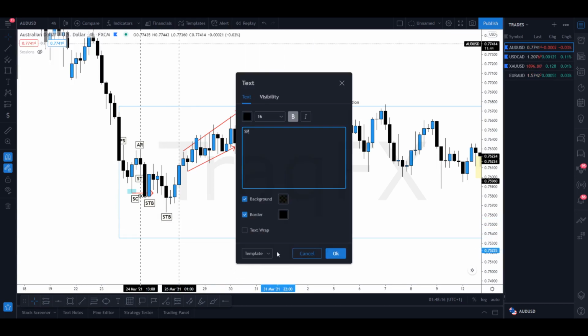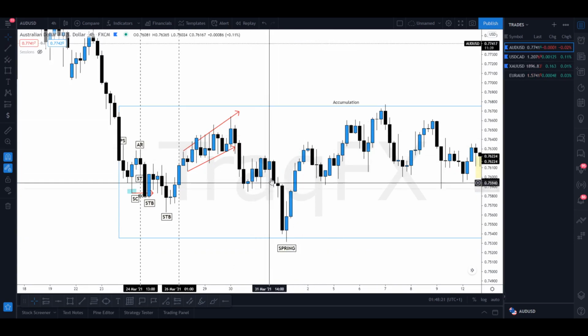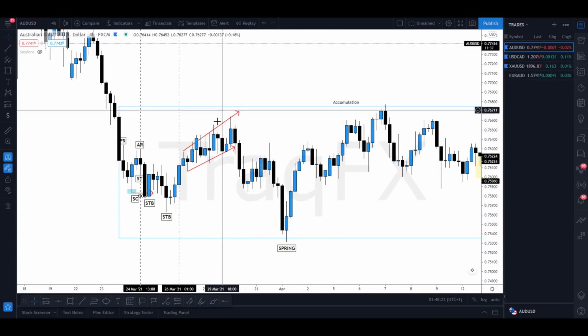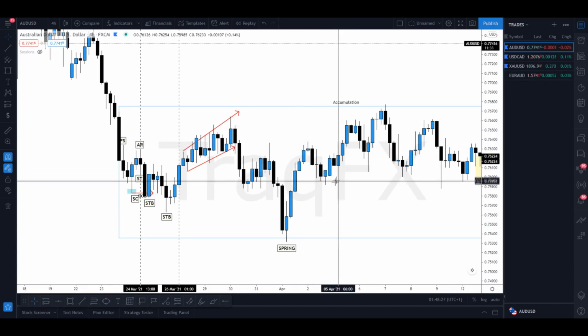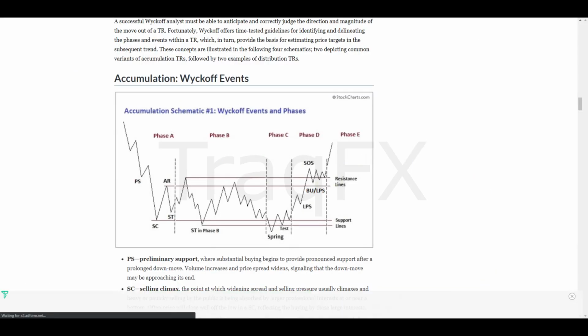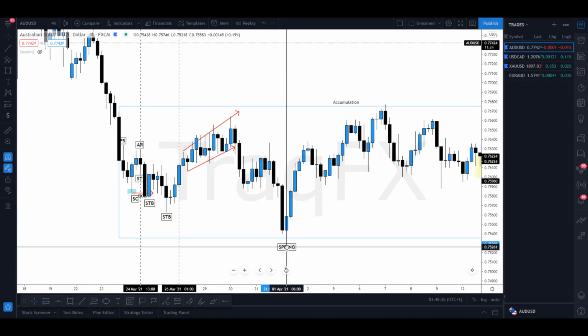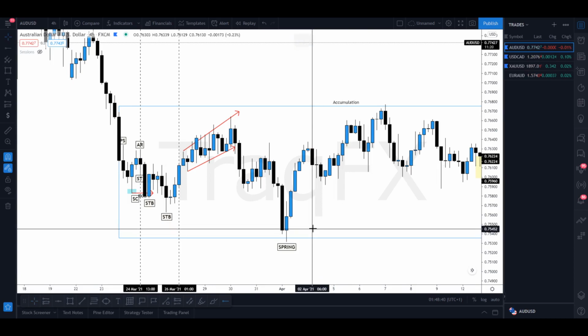Let me explain why this was the spring. The reason is, one, it was such a quick move down that we know it was because of liquidity. And right after that quick move down, we had such an impulsive quick move back up. Now, after the spring, you're going to see a test of that spring. Inside of your spring, you want to be looking for order blocks. So how do I know this is my spring?